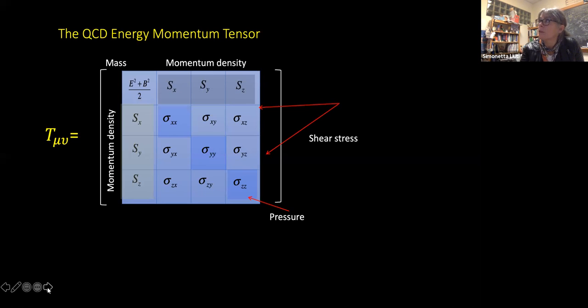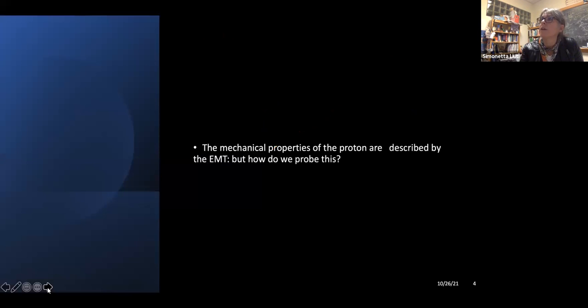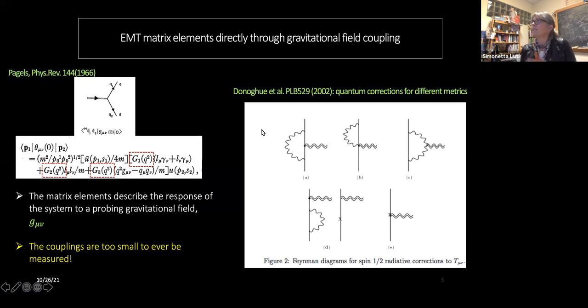In the classical case, on the diagonal we have pressure, and on the sides we have the shear stress. So the mechanical properties of the proton are described by this energy momentum tensor. But how do we probe this? And this is what I spend my day, hour of my living thinking about.